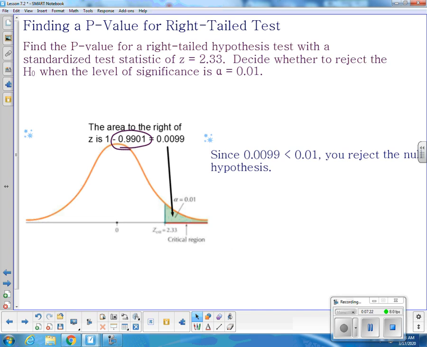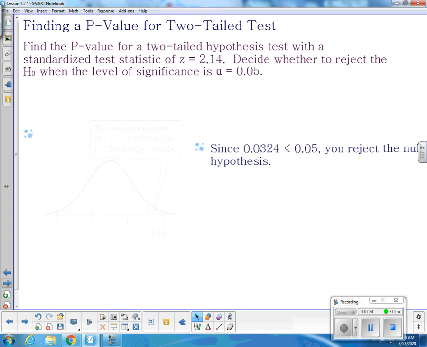Okay? So it really depends on which tail you're talking about. If it's the left tail, you go to your chart, that's your p-value, you're done. If it's the right tail, you have to do 1 minus that. Okay? If it's two tails, so picture what this looks like.